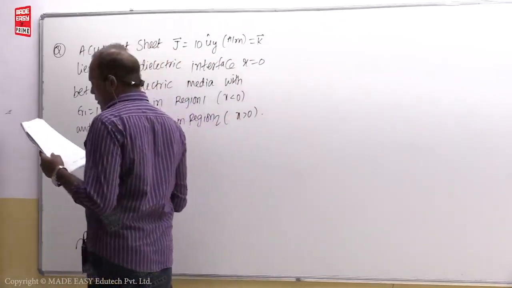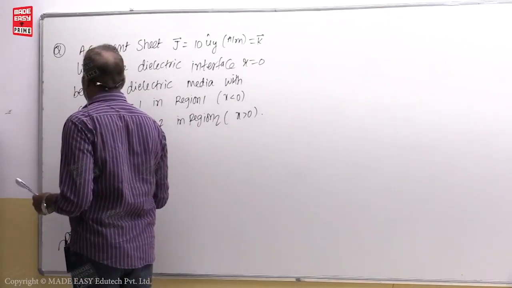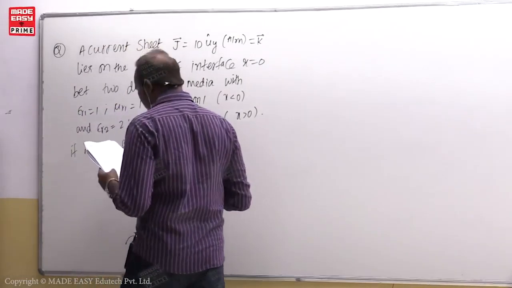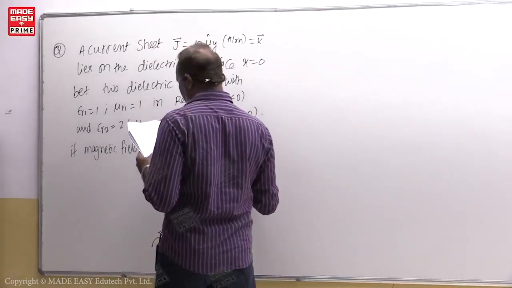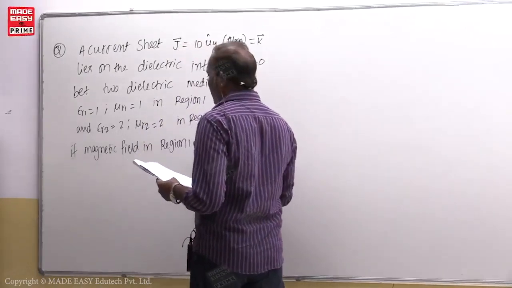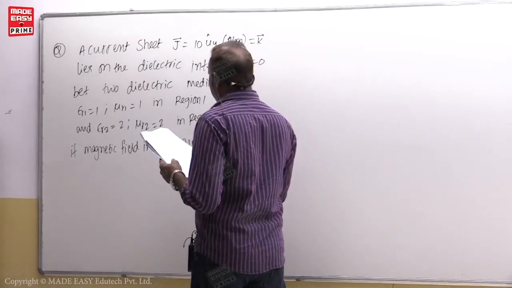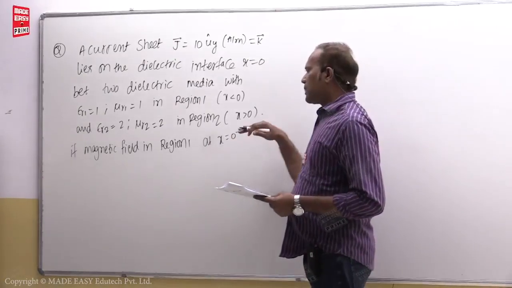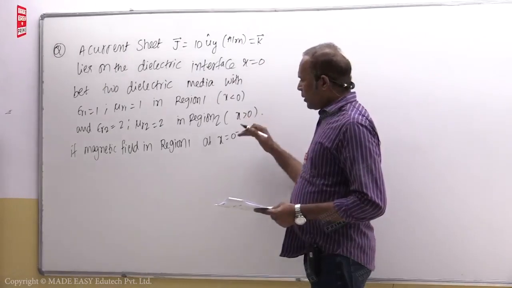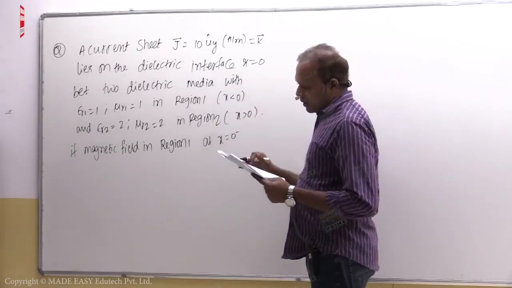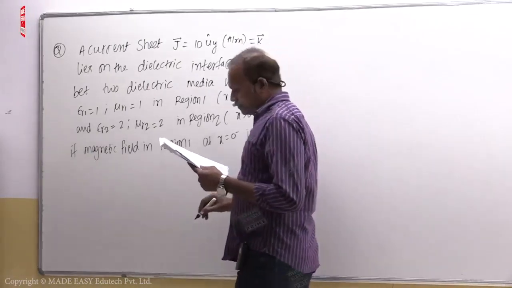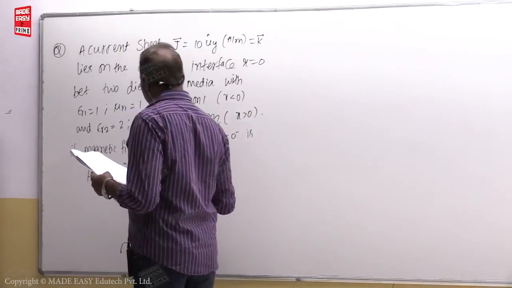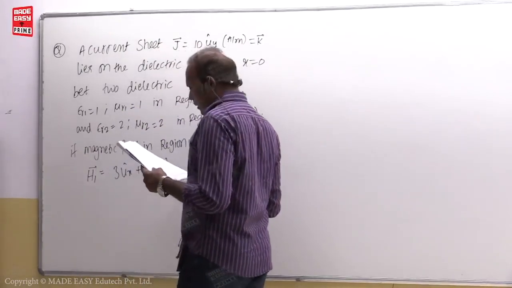If magnetic field in region 1, of course that is in region 1, student. If magnetic field in region 1 at x is equal to 0 minus means just near the boundary. x equal to 0 means exactly on the boundary. x equal to 0 minus means just below the boundary. x equal to 0 plus means just above the boundary. That comes medium 2 actually. Is H1 bar is equal to 3 UX cap plus 30 UY cap ampere per meter.